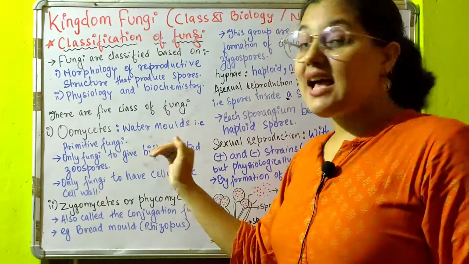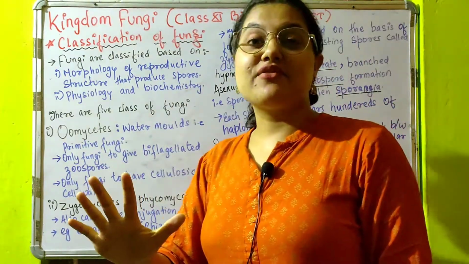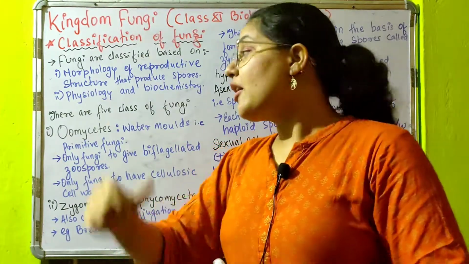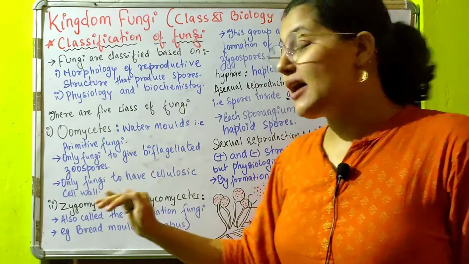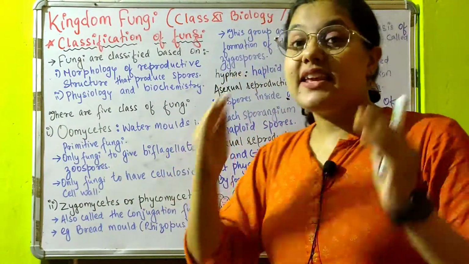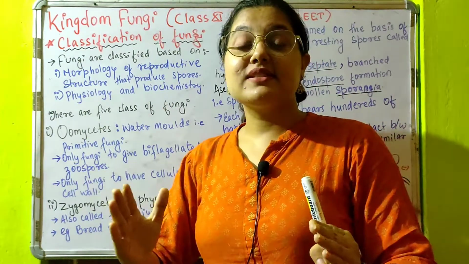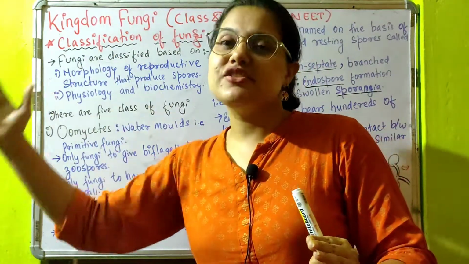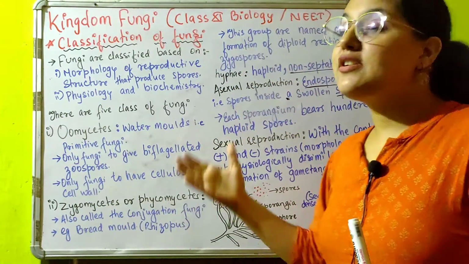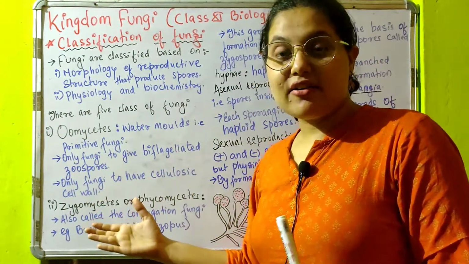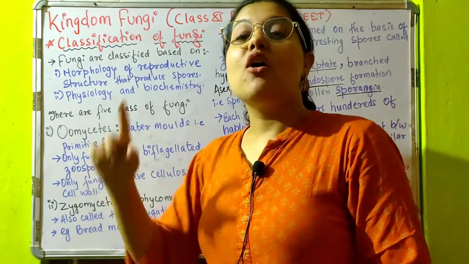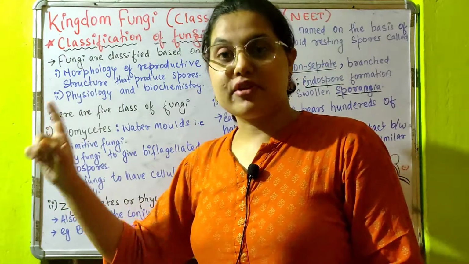Alright, so coming to the classes of fungi, there are 5 classes of fungi. We will be studying each class of fungi one by one. First is Oomycetes. The example of Oomycetes is water mold. They are primitive fungi. Oomycetes are the primitive or ancient type of fungi, and they basically have a cellulosic cell wall. These fungi have more similarity with organisms belonging to kingdom Protista.